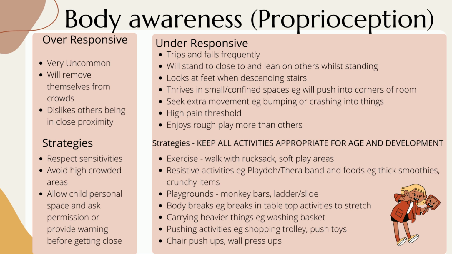As for under responsiveness, you may witness your child fall frequently or trip easily, often looking down at their feet when descending the stairs to help them avoid falling. They may also stand a bit too close and may lean on other people, either on purpose or unconsciously, as it's a sign of comfort for them.